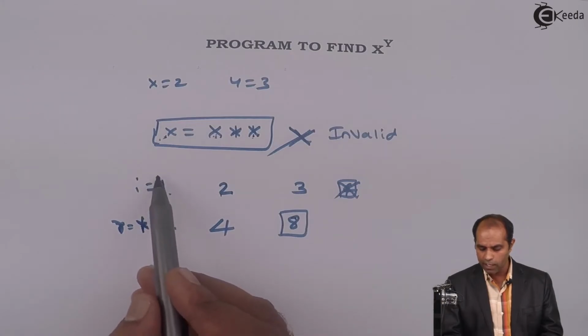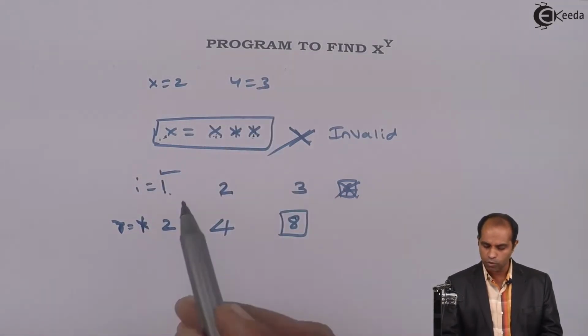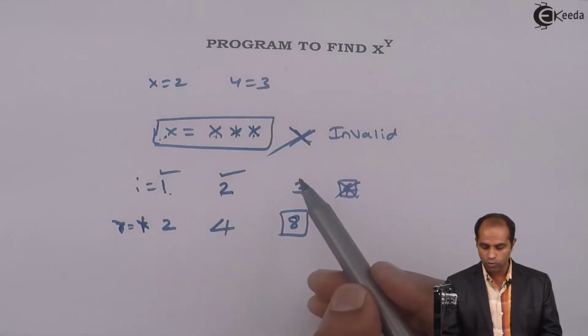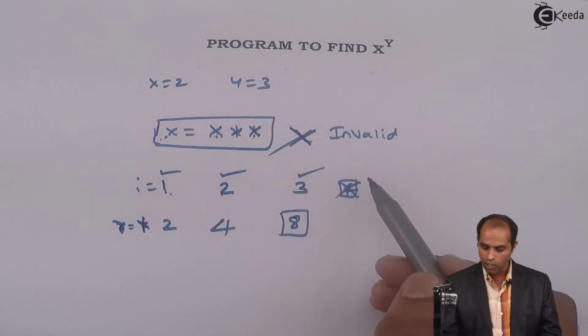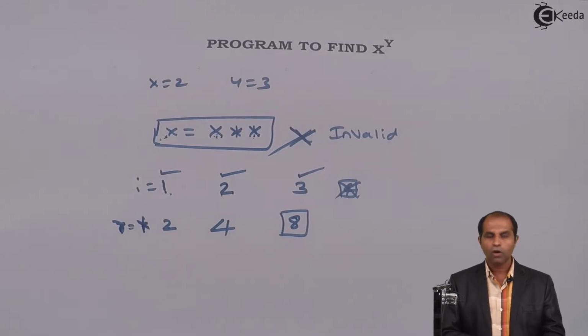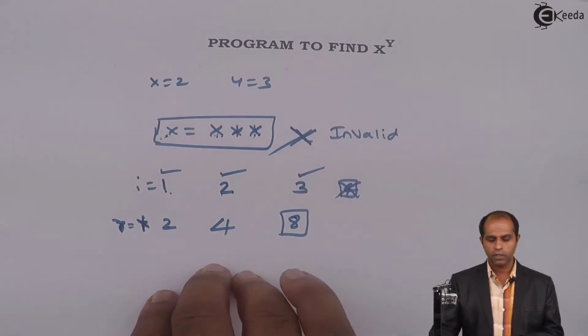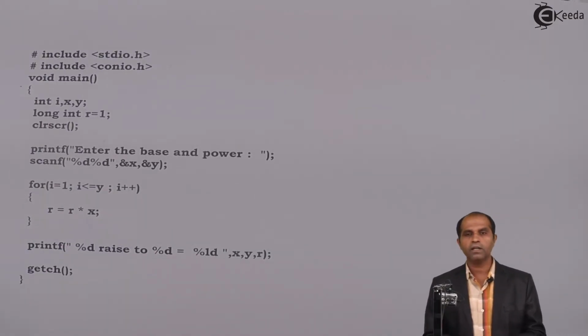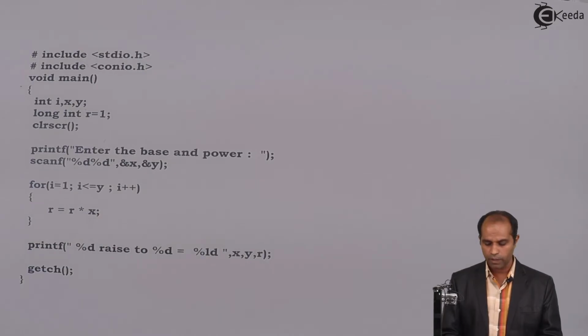So this has to be done for how many times? y times. So i is 1, 1 less than or equal to 3, true. i is 2, 2 less than or equal to 3, true. i is 3, 3 less than or equal to 3, true. i is 4, stop this operation. Let's implement a code of this logic for the value of x^y. So here I have written a code which is used for implementing the value of x^y.